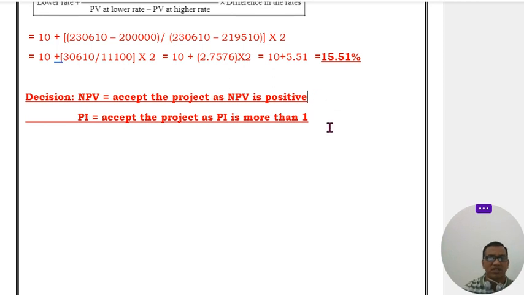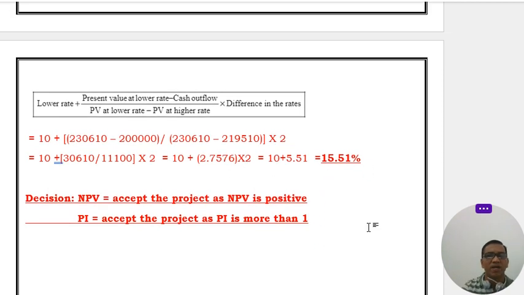Project is negative, reject. PI, the PI value is more than 1, accept. Less than 1, reject. What about IRR? IRR, you will compare with the cost of capital of the company. If the IRR of the project is more than the cost of capital, accept the project. If IRR of the project is less than the cost of capital, reject the project. That is the decision for the IRR.